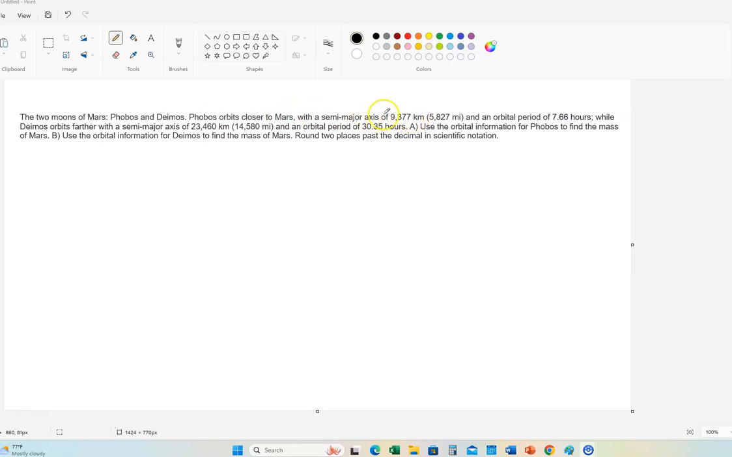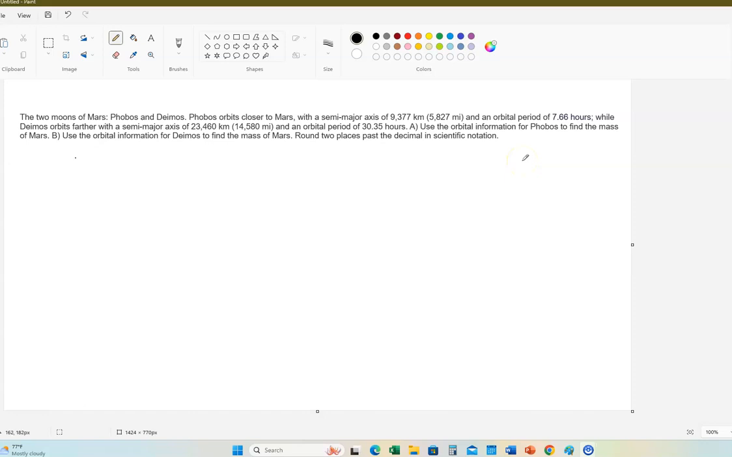All right, so they give us the semi-major axis. That's the average distance. So we'll start with Phobos. So this is the average distance Phobos is away from Mars, 9,377 kilometers, and the period is 7.66 hours. All right. Deimos, of course, which is a little further, has a much bigger semi-major axis, 23,460 kilometers, with a period of 30.35 hours. All right, so we're going to use both of those to figure out the mass of Mars, right? Because that's all the information you need.